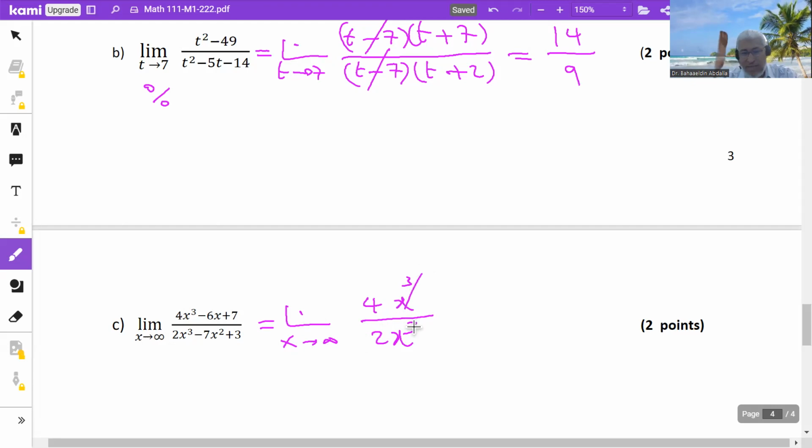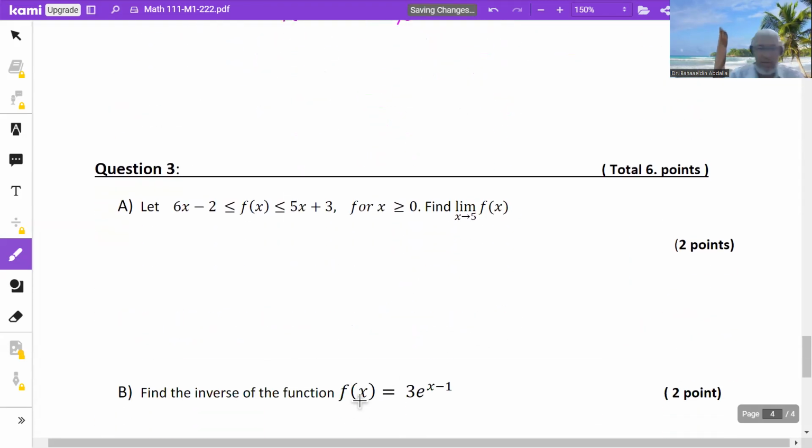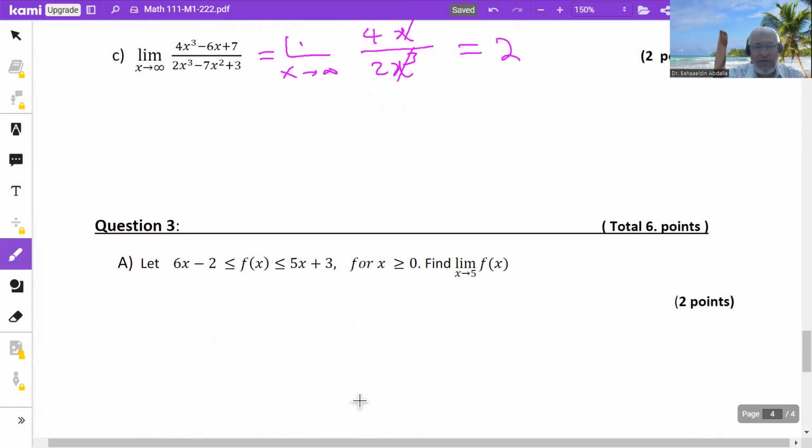And now you cancel x cubed with x cubed, and 4 over 2 is 2, and the limit of 2 when x goes to infinity is 2, so the answer is 2. If f of x is between these two polynomials, find the limit of f of x when x approaches 5.